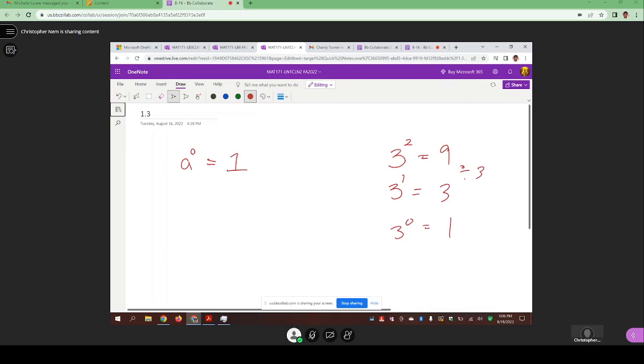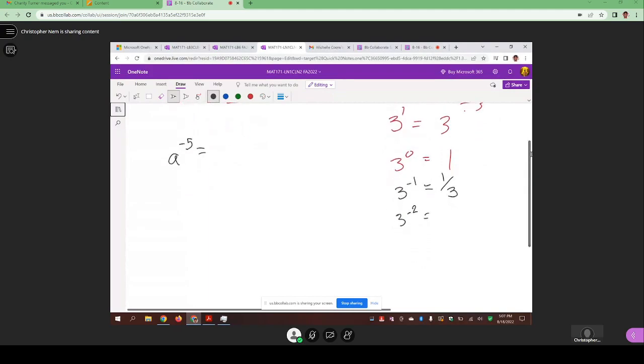So then the question is, hey, great, I can do all that, but what is a to the negative 5th power? Well, if I keep dividing this out, let's go to negative 1. I get 1 divided by 3. I get 3 raised to the negative 2nd power. Well, if I divide that by 3, that is 1 over 9. But there's something even more useful than writing as 1 over 9. I can rewrite this as 1 over 3 squared, because 3 squared is 9.